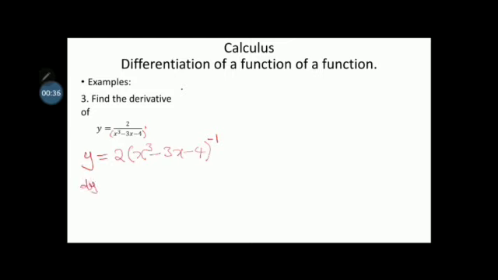So to get our dy dx, multiply the coefficient times the power. So 2 times negative 1 gives us negative 2. We copy what's in the brackets as it is. We have x to the power 3 minus 3x minus 4. Close our brackets times. We differentiate what's inside. So inside, derivative of x to the power 3 is 3x squared minus the derivative of 3x is 3. Derivative of a 4 is just 0.